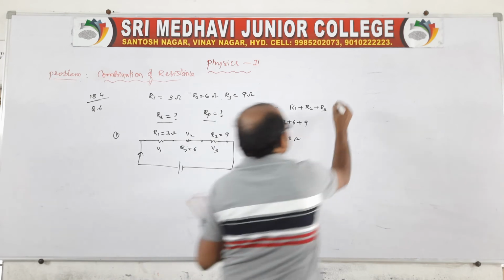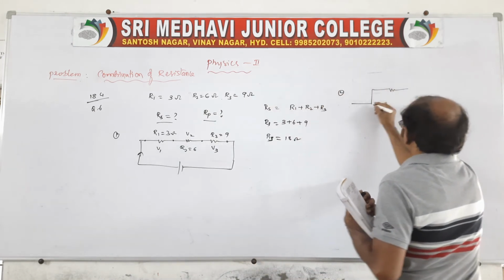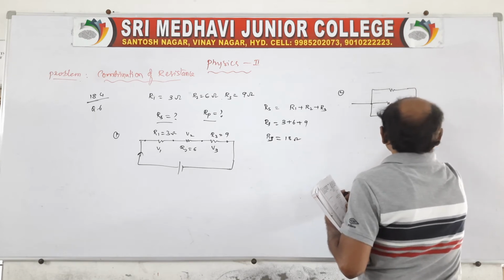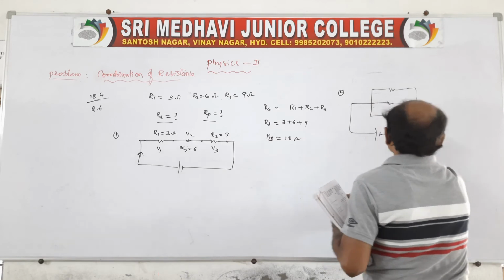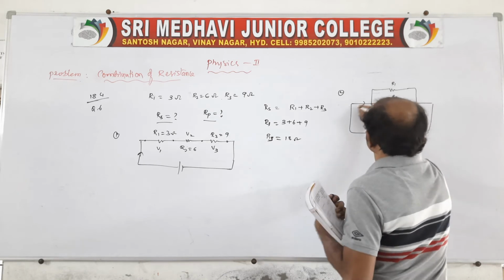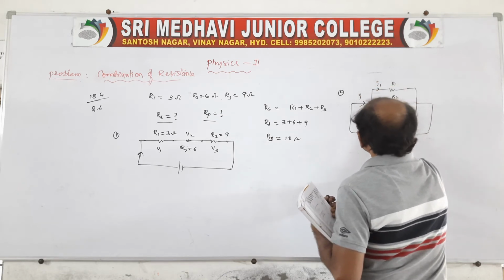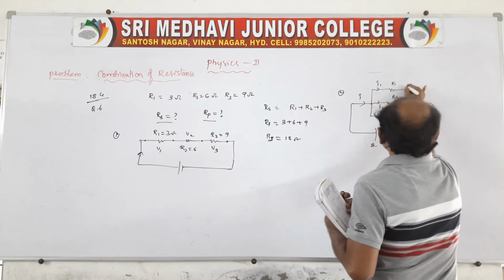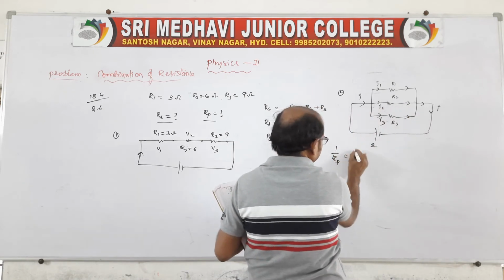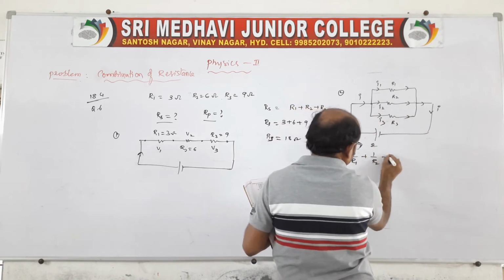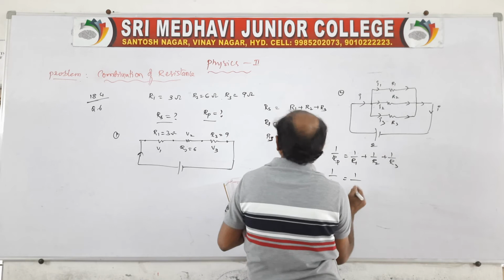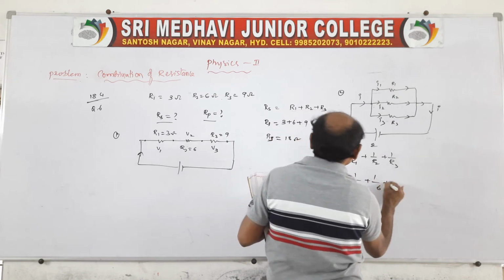So for the same question, if I take a parallel, there will be 3 resistors connected like this. Clear? And these are connected to the battery, EMF, R1, R2, R3. Current enters and it is divided as I1, I2 and I3, and what comes out from the other end is the same current. So here 1 by RP is equal to 1 by R1 plus 1 by R2 plus 1 by R3. So 1 by RP is equal to, R1 is 3, R2 is 6 and R3 is 9.